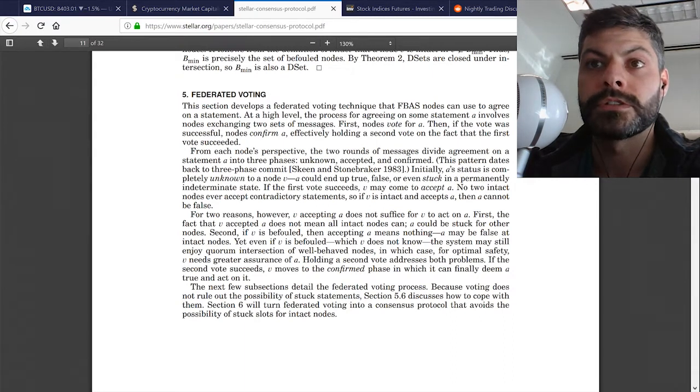Holding a second vote addresses both problems. If the second vote succeeds, V moves to the confirmed phase, in which it can finally deem A true and act on it. The next few subsections detail the federated voting process. Because voting does not rule out the possibility of stuck statements, Section 5.6 discusses how to cope with them. Section 6 will turn federated voting into a consensus protocol that avoids the possibility of stuck slots for intact nodes.